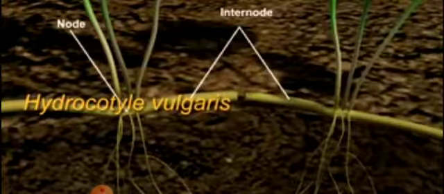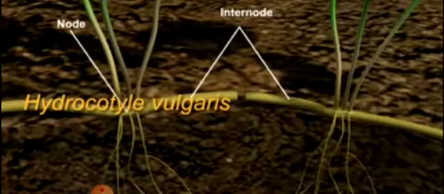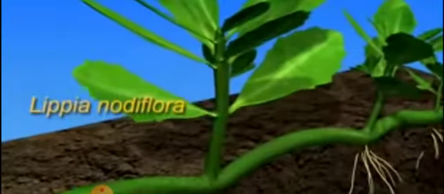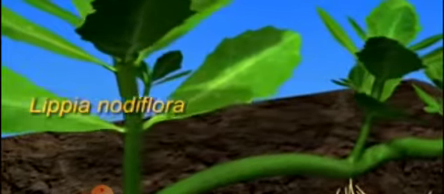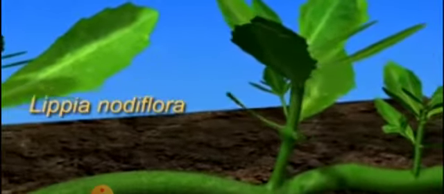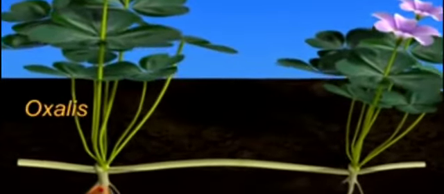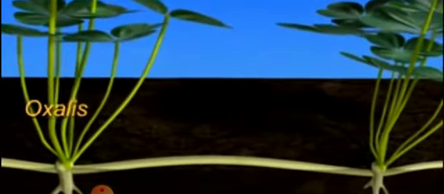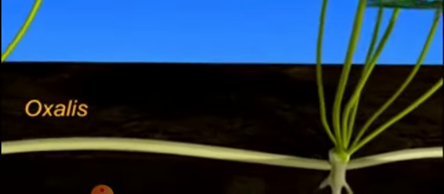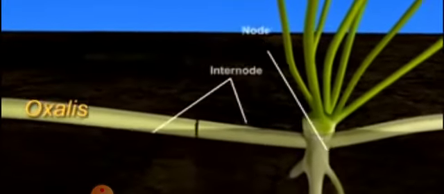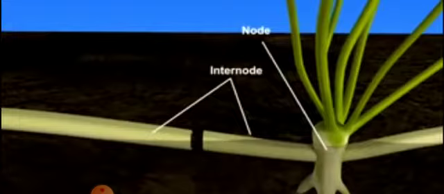Now when the internode gets broken up, from the node will arise the new plant. An entirely new plant will develop from the nodes located at intervals on the runners. Examples are Nepia nodiflora as well as oxalis, where each node can give rise to new roots and shoots, as can be seen in the diagrammatic representation over here.